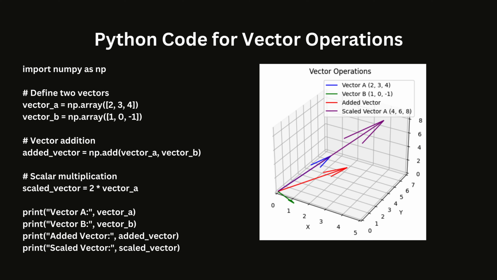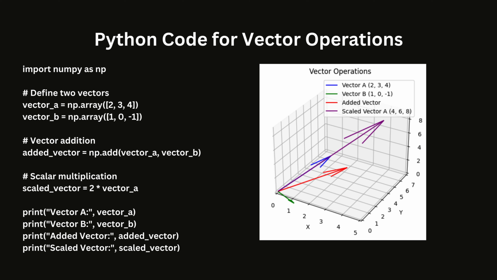Multiplying vector_a by 2 scales each component of the vector by 2. This operation stretches vector_a to twice its original length in the same direction, resulting in scaled_vector. When we print these vectors, vector a shows the original coordinates of vector_a, vector b for vector_b, added vector for the result of our addition, and scaled vector shows the result of the scalar multiplication. This output helps verify our calculations and understand the changes visually.